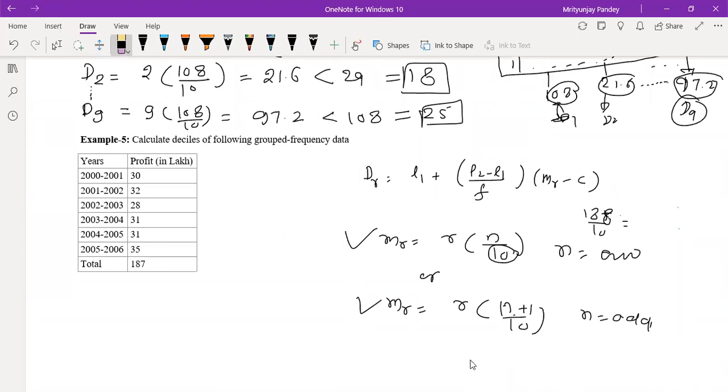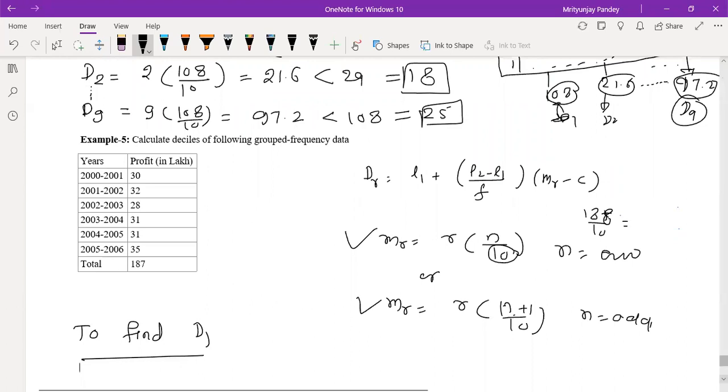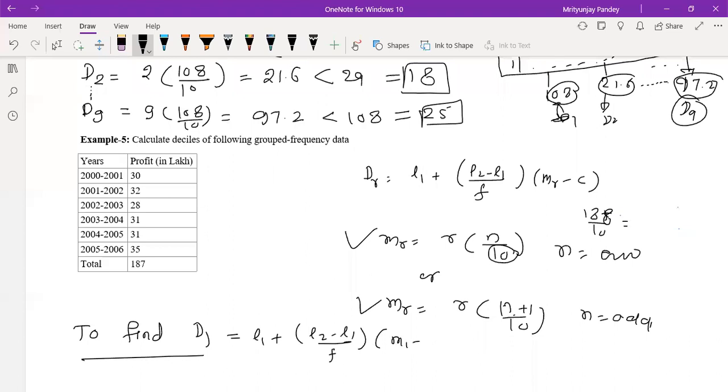तो first हम लोग यहाँ पे D1 calculate कर रहे हैं. 1 by 1 जाना पड़ेगा to find D1. So for D1, what is the formula of D1? L1 plus L2 minus L1 divided by F into M1 minus C. And what is the M1? So you can use any one. Here put R equal to 1 into N plus 1 by 10. N is nothing but 187, plus 1 divided by 10. Answer is 18.8. It's just less than.